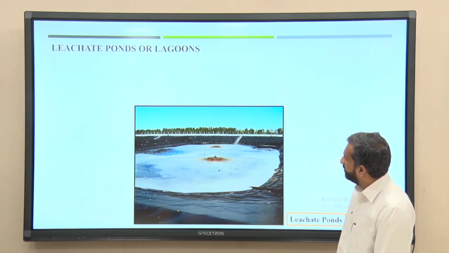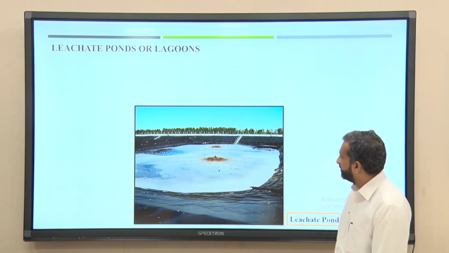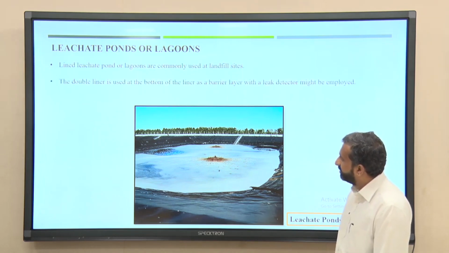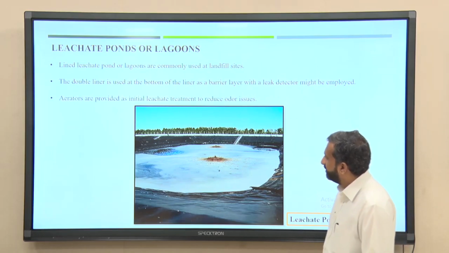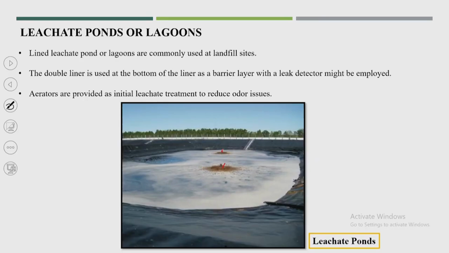And now these leachate ponds or lagoons are where the leachate from the landfill is getting stored. So, lined leachate ponds or lagoons are commonly used at landfill sites. The double liner is used at the bottom as a barrier layer, and a leak detector might be employed. And aerators, now you can see these are some aerators. So, not only storage, but also treatment is possible, providing initial leachate treatment to reduce the odor issue.